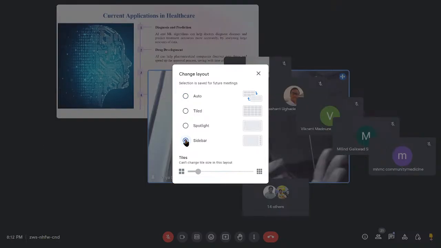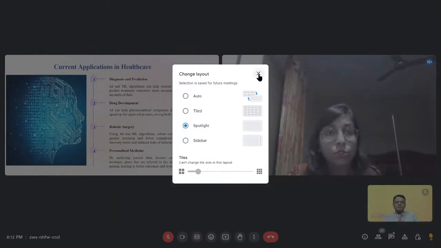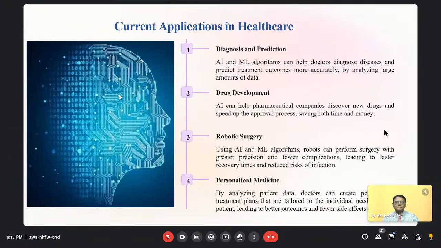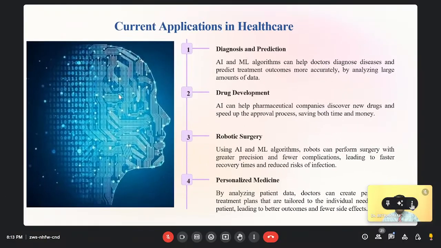So this is the way in which the ML algorithms are used by the health practitioner or by the healthcare industry to reach a conclusion or for the early diagnosis of a disease. Next is the application of drug development.